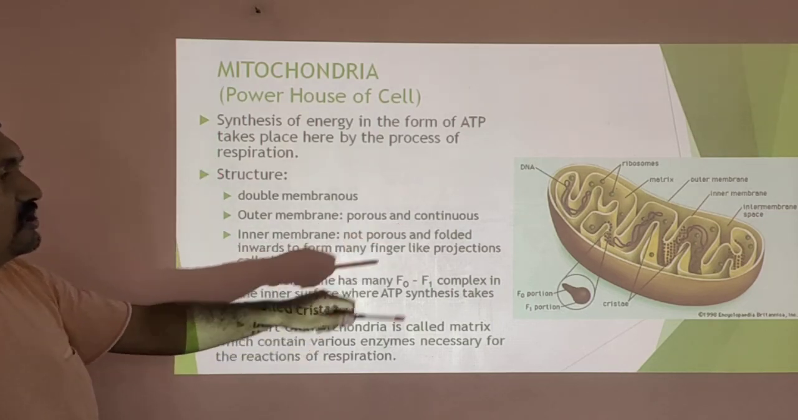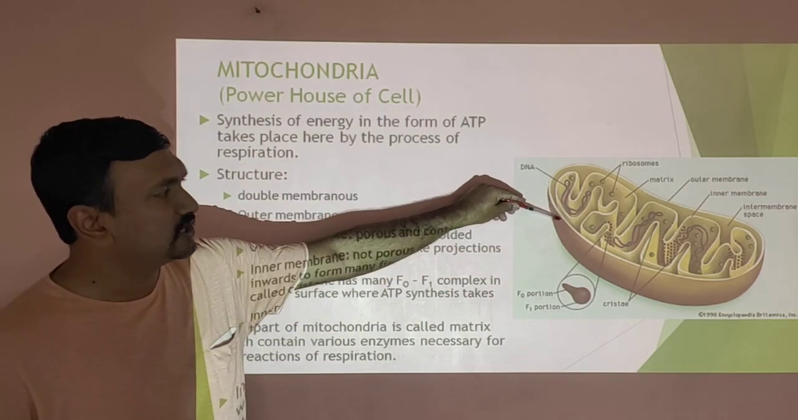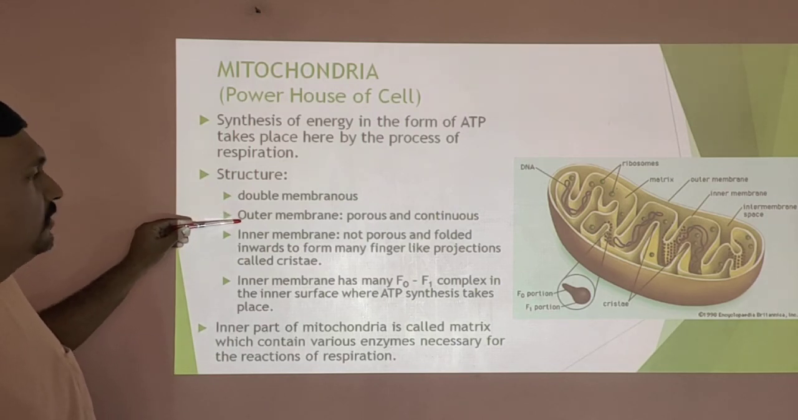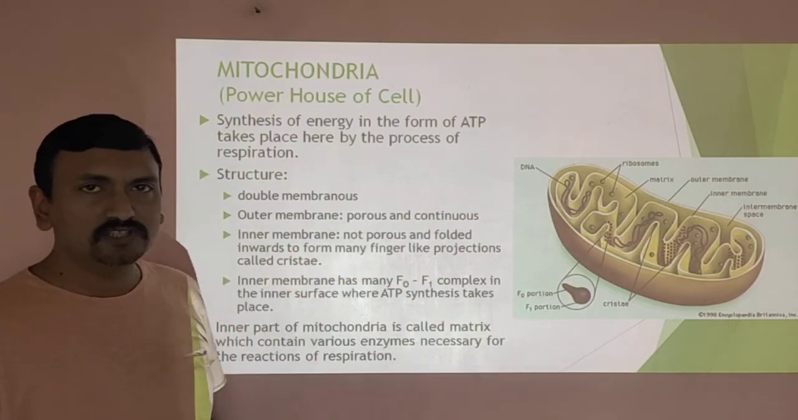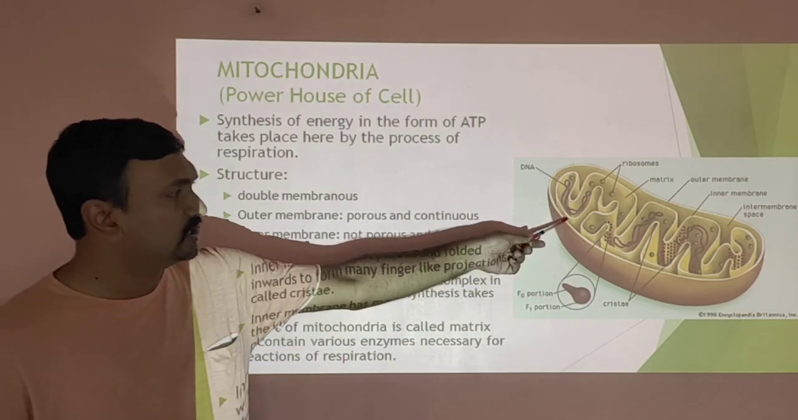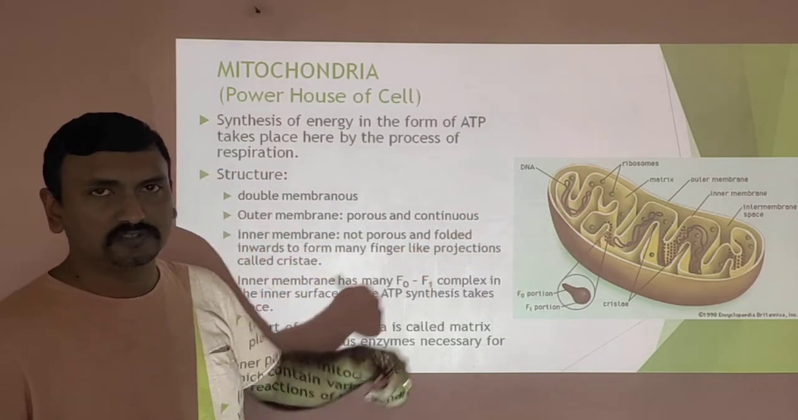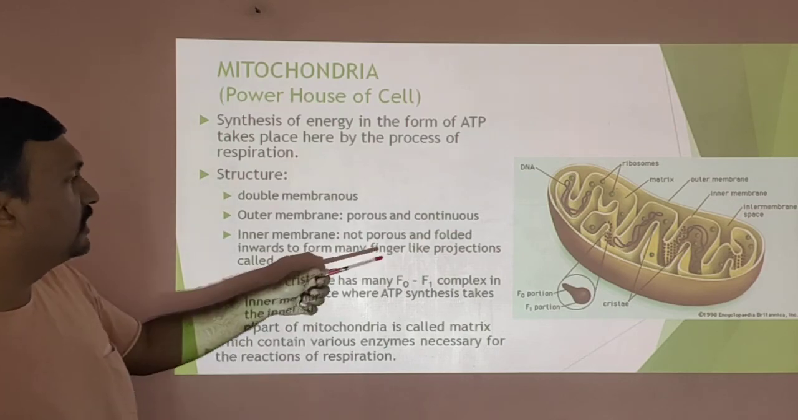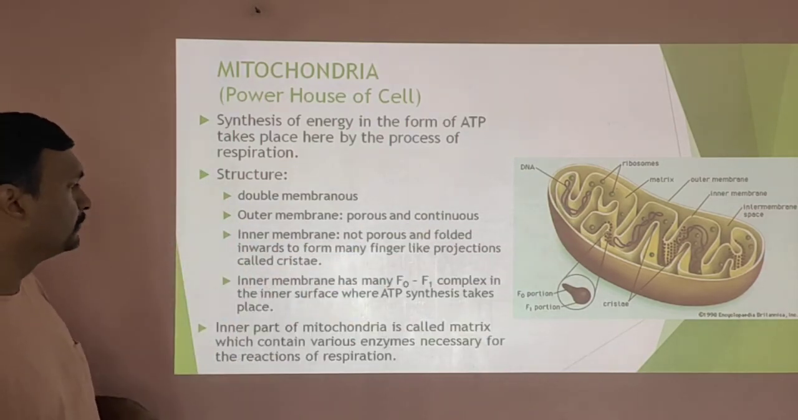Now, if we look at the structure, this is a schematic diagram. You can see it actually has two boundaries. One is an outer boundary or outer membrane, which is porous and continuous. The inner boundary or inner membrane is folded, it is not continuous. So the outer is continuous, the inner is highly folded. Whereas the outer is porous, the inner one is selectively permeable.